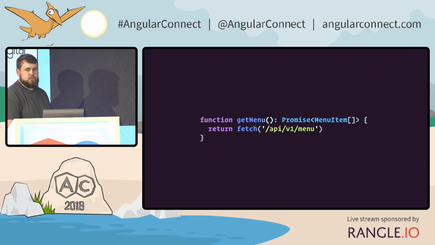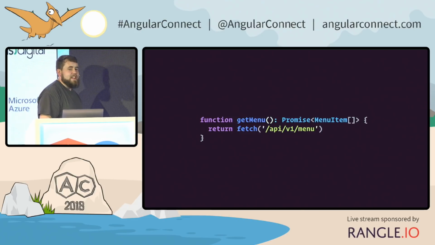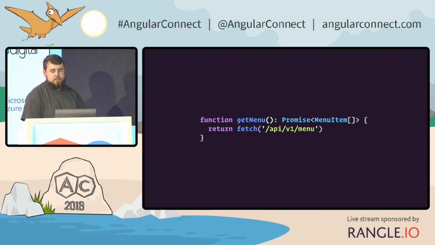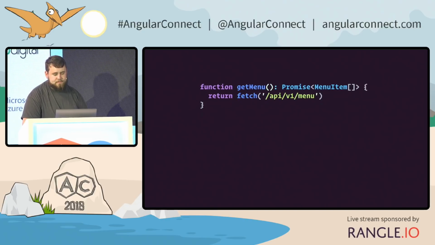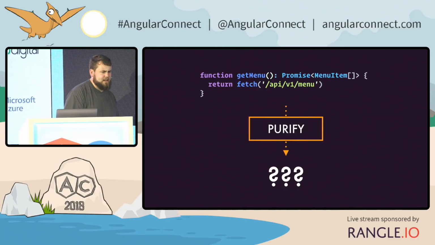This function has an observable side effect. The get menu function immediately starts an HTTP request to that API endpoint. And so this get menu function is completely impure. But how do we purify this one? Well, you really can't. Most applications have to have side effects somewhere.